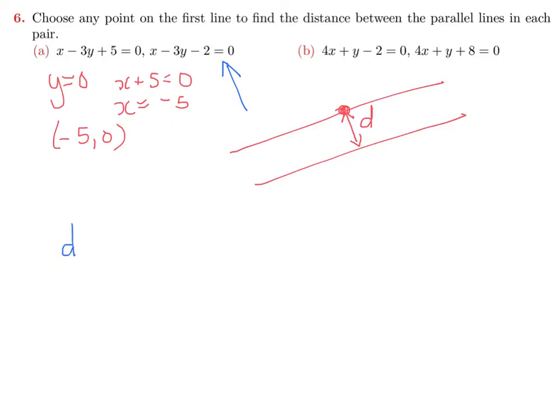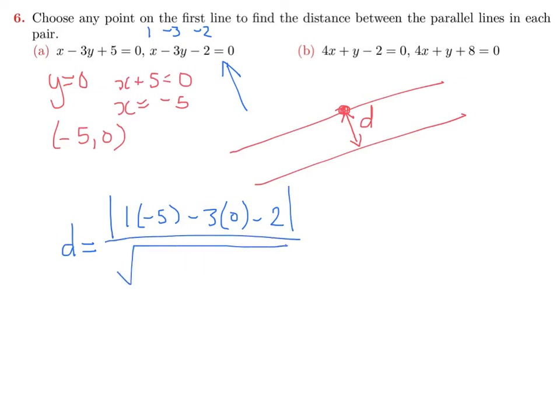For the distance, we might just work out a, b, and c. A is going to be 1, b is going to be minus 3, c is going to be minus 2 in this case. So distance is going to be the absolute value of 1 times minus 5 minus 3 times 0 minus 2, over the square root of 1 squared plus (minus 3) squared.